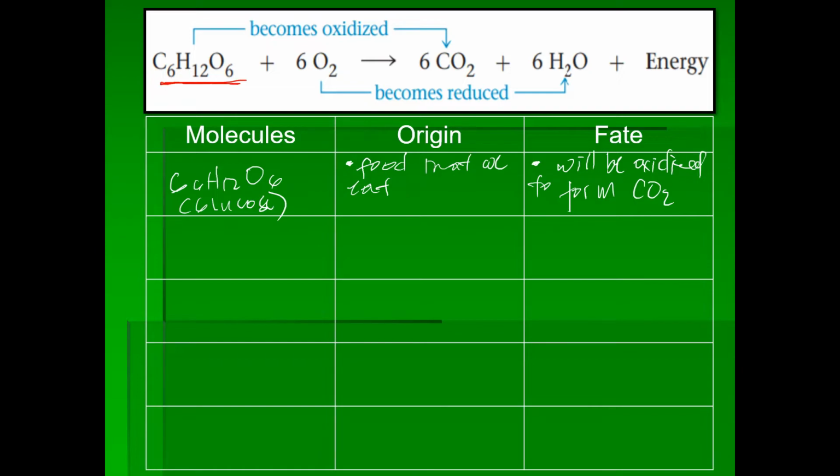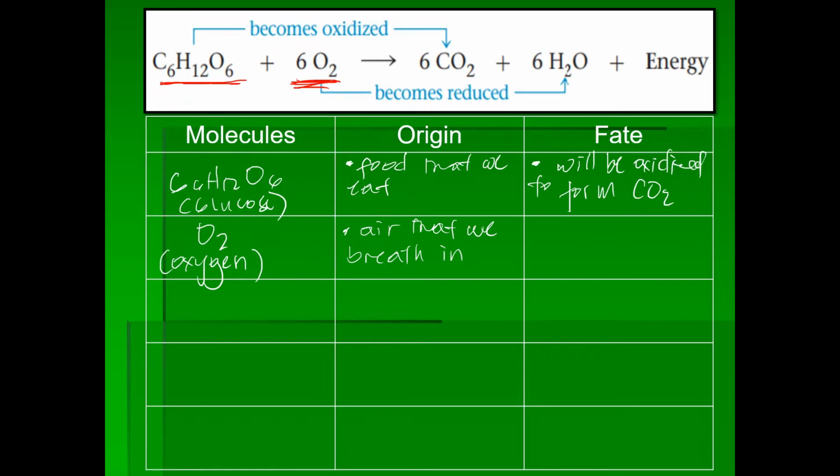Now, next, another reactant molecule is oxygen gas. Where will it come from? The origin of the oxygen gas is our environment. It will come from the air that we breathe in. Okay? So, it will come from the air that we breathe in.